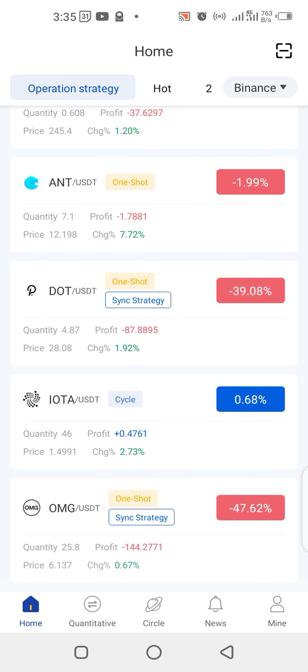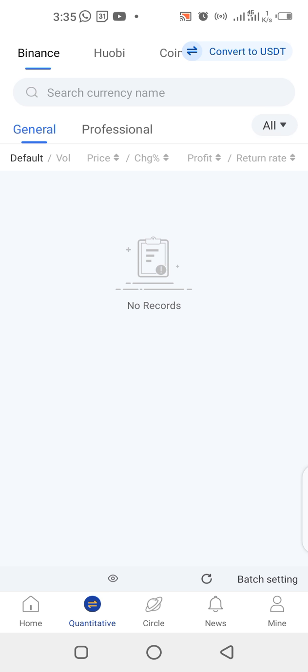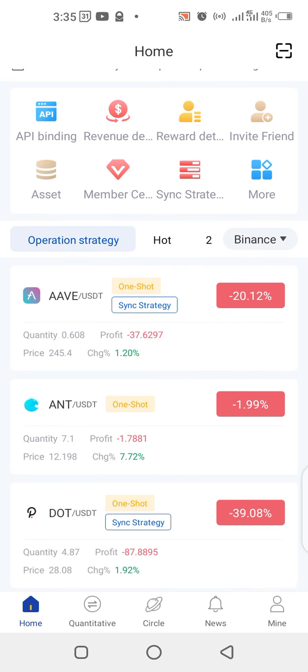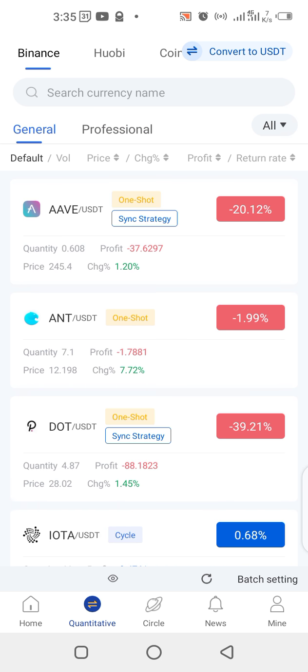So I'll pick one coin, so I'll tap on quantitative. And if you have finished to subscribe, make sure you have also switched on your professional edition. If it is off, tap on mine, tap on professional edition, switch it on, and choose any of the answers. The one that gives green is the right answer. So when I come here on quantitative, that's where we have coins, right? We have the professional, and we have the general coins, right?